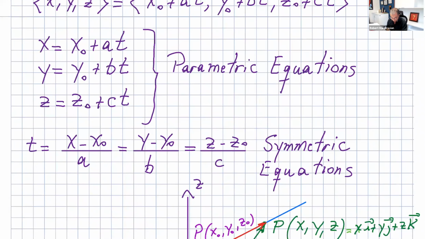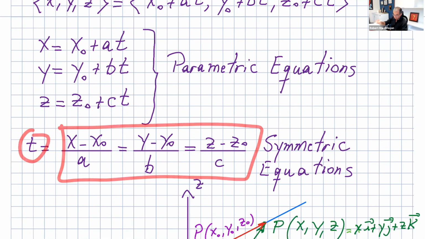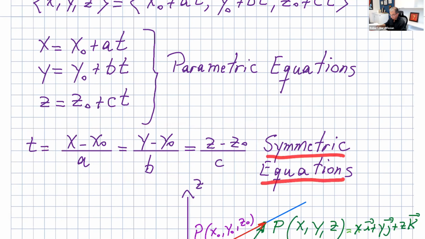Now in all three of them, we can isolate T. For the first one, T is X minus X0 over A. In the second one, if I isolate T, you subtract Y0 from both sides and divide by B, so we get that expression. And same here, if I isolate T, we get Z minus Z0 over C. So these are all the same thing and they equal T. These are called symmetric equations. So depending on what the problem wants, you can find the vector equation, the parametric equation, and the symmetric equation.